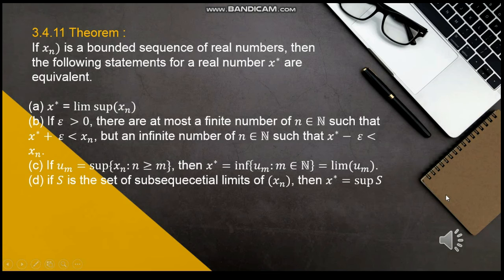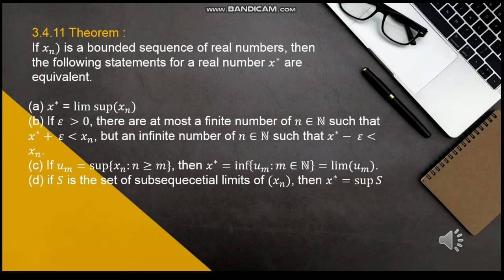Theorem 3.4.11. If xn is a bounded sequence of real numbers, then the following statements for a real number x star are equivalent. A. X star equals limit supremum xn. B. If epsilon greater than 0, there are at most a finite number of n element natural number such that x star plus epsilon less than xn. But an infinite number of n element natural number such that x star minus epsilon less than xn.